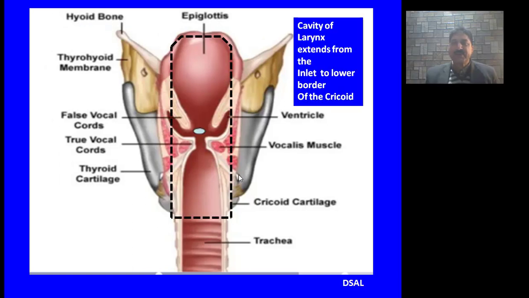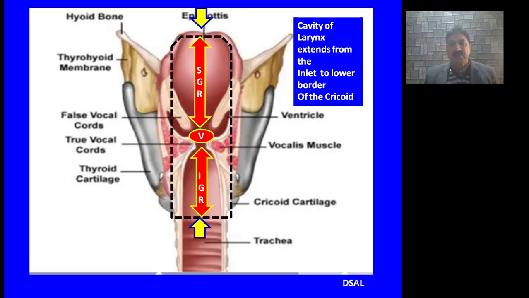The laryngeal cavity extends from the inlet to the lower border of the cricoid. So superiorly it is bounded by the epiglottis and inferiorly by the inferior margin of the cricoid cartilage. Above the vestibular fold is the vestibule of this cavity, and below the vocal fold is the subglottic region. The supraglottic region lies above the vocal folds, and the infraglottic region lies below the vocal folds. Between the vocal and vestibular folds is the ventricle of the larynx. On either side of the ventricle is a diverticulum lined by respiratory epithelium called the saccule of the larynx.